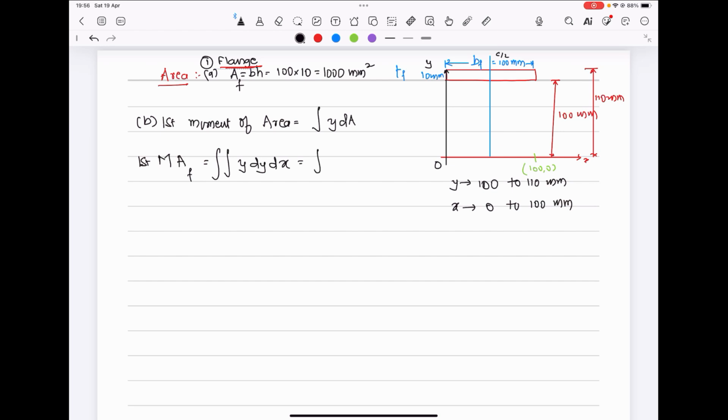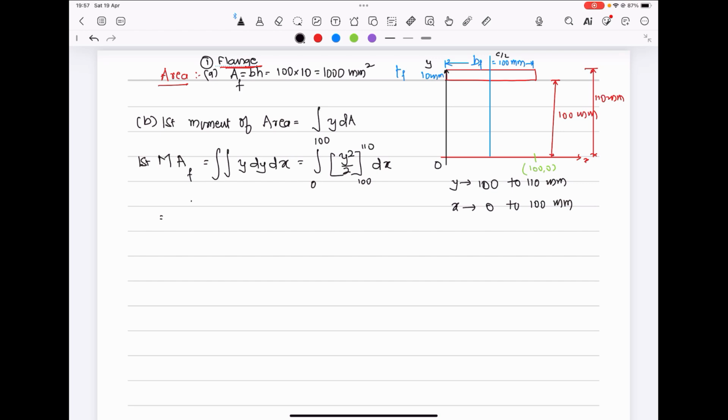This value will be integral. Let us not put the limits now. Y dy will be y square by 2. Now we will put the limits. Y limit is 100 to 110 dx. What is the value? X varies from 0 to 100. Do you agree with this? Please try to understand. If you want any clarification, please refer to my earlier 3 lectures on moment of inertia. It is very simple.